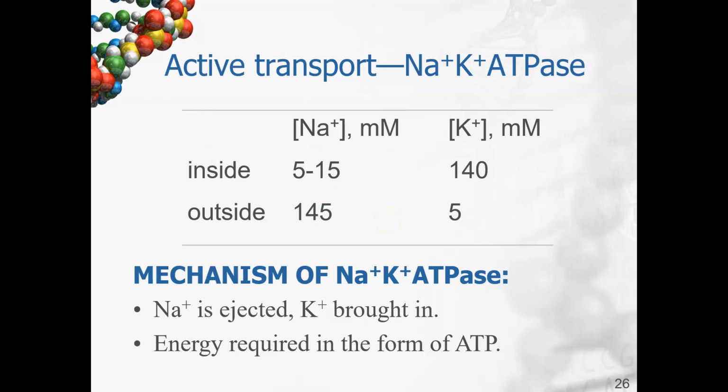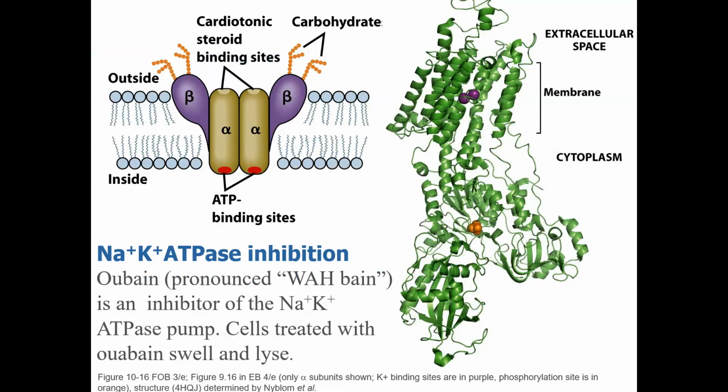That means that sodium ions can leak into the cell pretty easily, which means that the ATPase needs to kick them out. The potassium ion concentration, in contrast, is kept inside the cell at about 140 millimolar, and outside it's 5 millimolar. So what the sodium potassium ATPase does is that it ejects sodium and brings potassium in. And because both of these ions are being transported against their concentration gradients, we're going to require energy in the form of ATP hydrolysis. So here is a diagram of what the sodium potassium pump looks like.